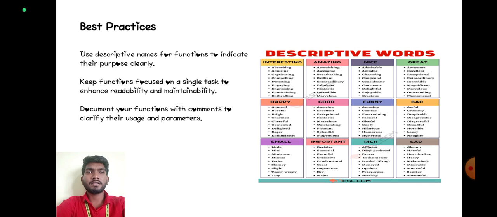Best practices: use descriptive names for functions to indicate their purpose clearly. Keep functions focused on a single task to enhance readability and maintainability. Document your functions with comments to clarify their usage and parameters. Descriptive words: interesting, amazing, nice, great, happy, good. These are the descriptive verbs in functions. This is the diagram of best practices and the descriptive verbs.